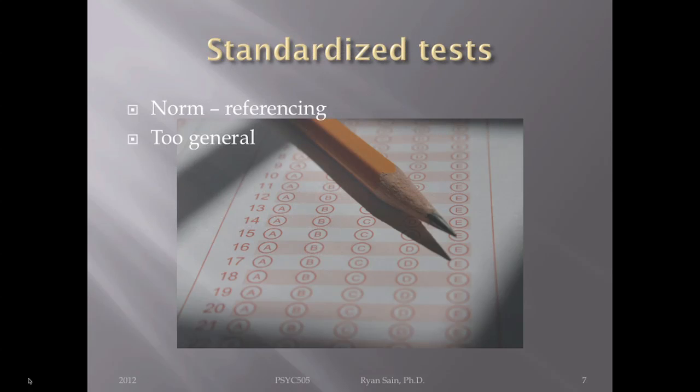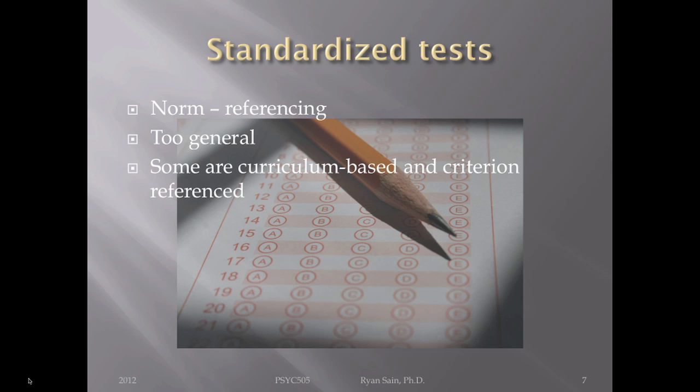Standardized tests, norm referencing. All right, right off the bat, these things are way too general. Right, you're not going to learn about the behavior of a kiddo. Just think of an intelligence test. You're not going to learn what's leading them to engage in a particular behavior in a course or at a particular time. They're just going to tell you that this person is X, right? And that's all they're going to tell you, right?